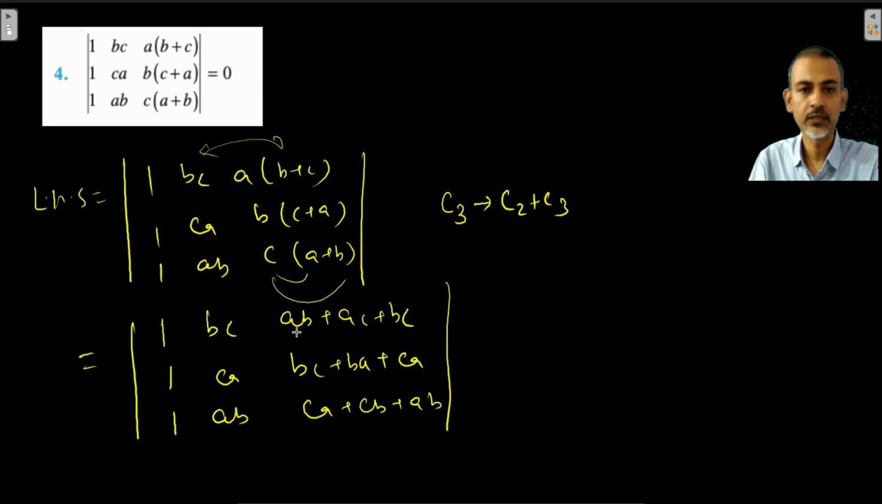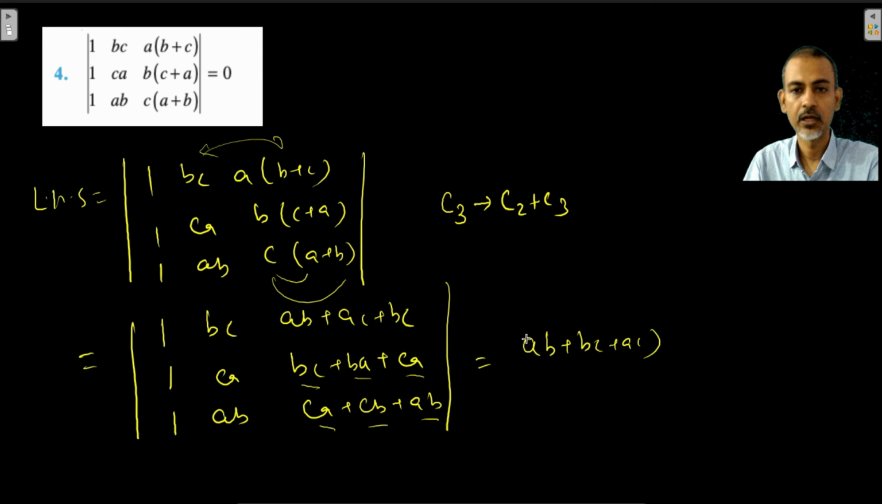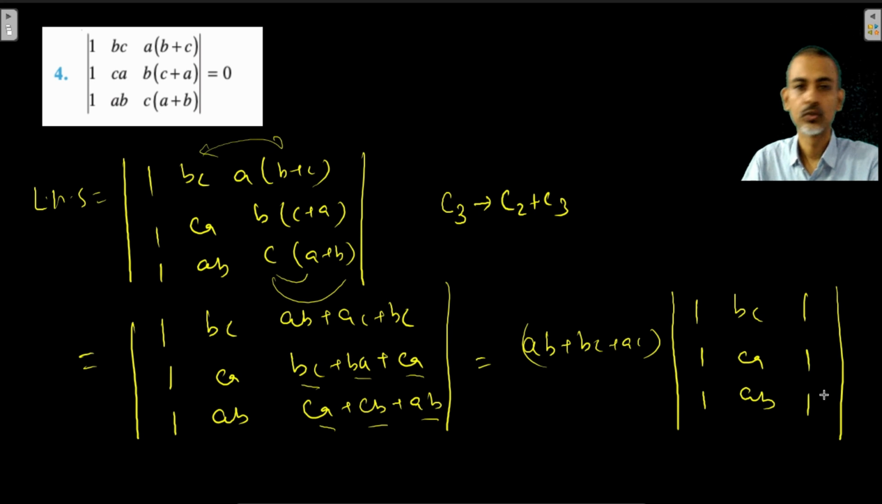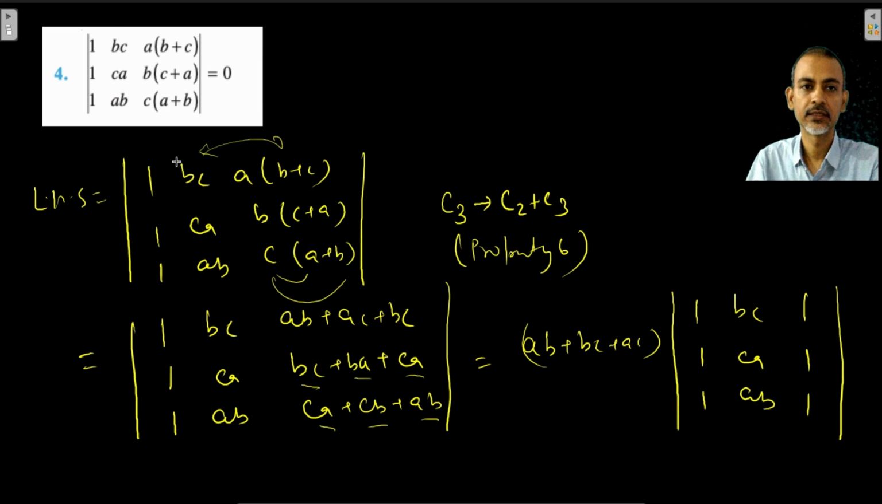Now look at this one, AB, AC, BC. This is also AB, AC, BC. This is also AB, AC, BC, right? So can I take AB plus BC plus AC common out? I have taken it out and I can write the rest as 1, 1, 1, BC, CA, AB, and then 1, 1, 1. So here I have made use of property 6, right? And this property is that there is a common constant, and I am taking it out. So I can just write it as a constant times delta.